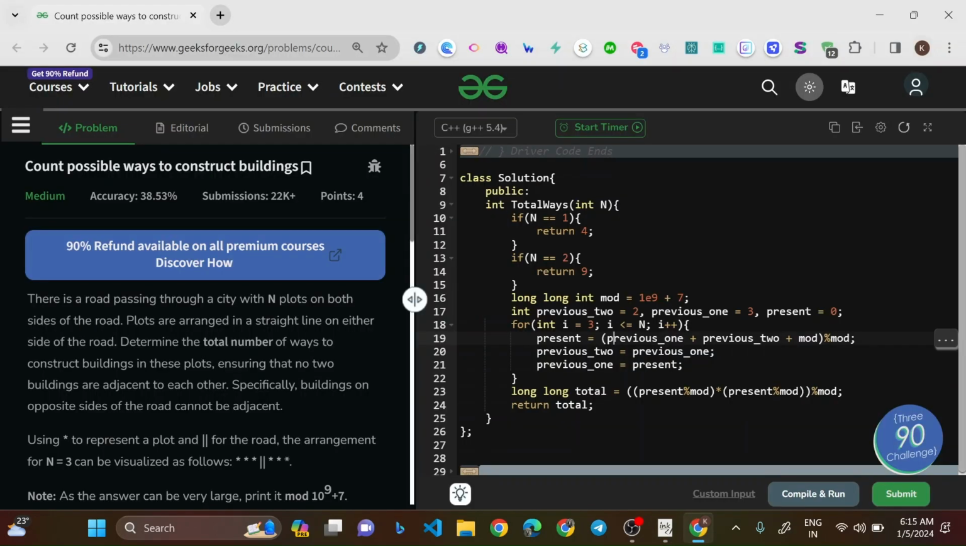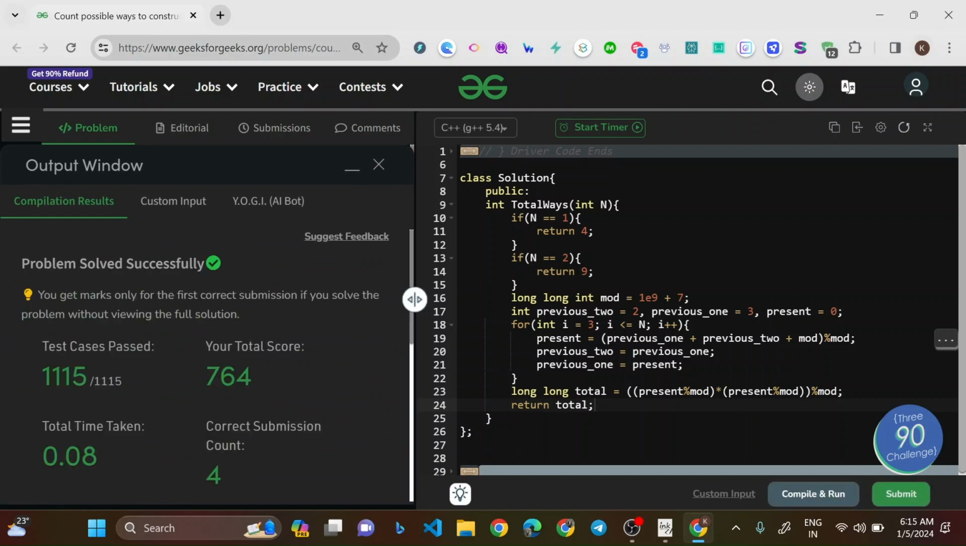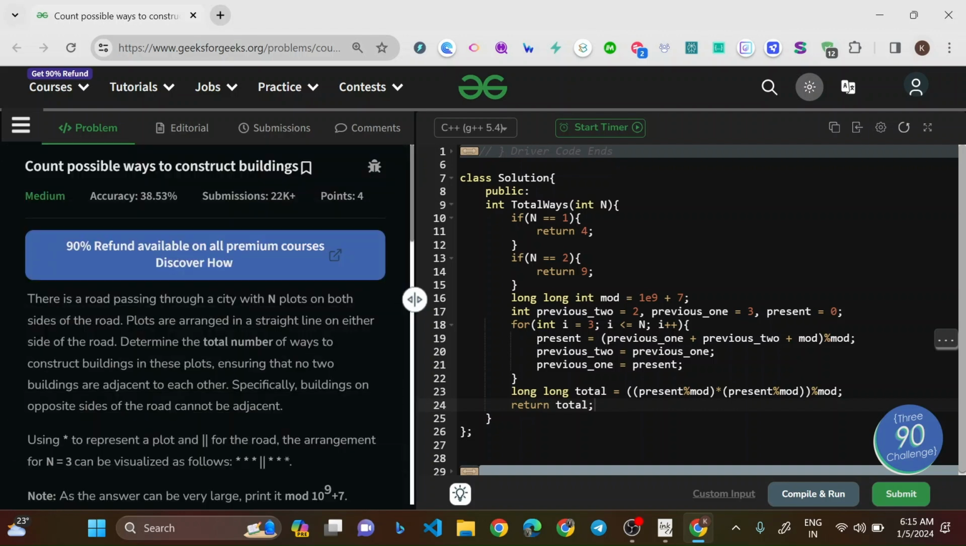So if you're not able to understand, write it on a paper, use a pen and paper, and you'll get better clarity. And finally, long total, that would be your present value. After you reach n, you'll just multiply them and finally return it. I'll even submit for your reference. It worked properly. I've already checked, so there is no need to check, but it's for your reference. So it's working properly, fine.